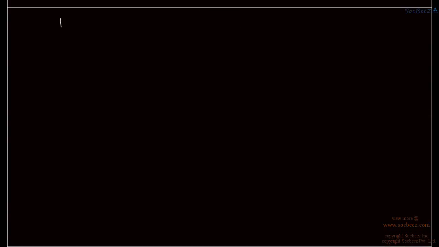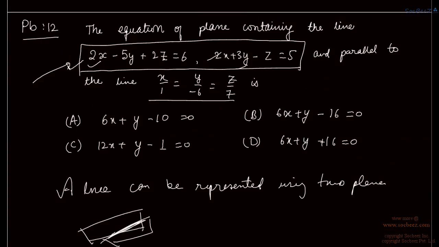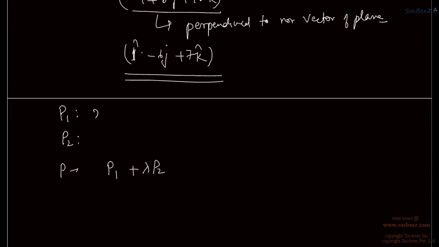So we have the equation of plane P1 and the equation of plane P2, and we have to find the equation of plane P passing through the point of intersection of P1 and P2. So it can be given by P1 plus lambda P2, isn't it? Okay, so let us write the equations of P1 and P2. P1 is 2x minus 5y plus 2z is equal to 6, or we can write it in the form 2x minus 5y plus 2z minus 6 is equal to 0.